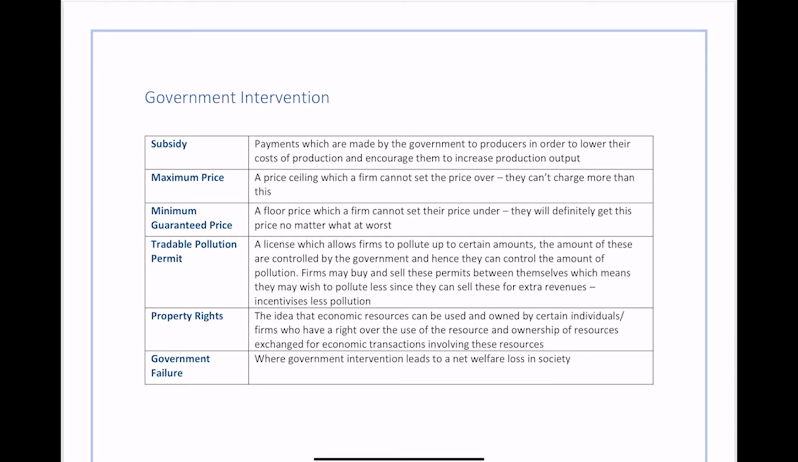The key idea with a tradable pollution permit is basically you have, as a factory, a certain amount of permits which say, okay, you can pollute this much. But sometimes a factory might not need to pollute as much, or they know that if they don't pollute so much, they can actually sell these permits to another factory, which may need to pollute a bit more, but it can't because it only has so many tradable pollution permits.